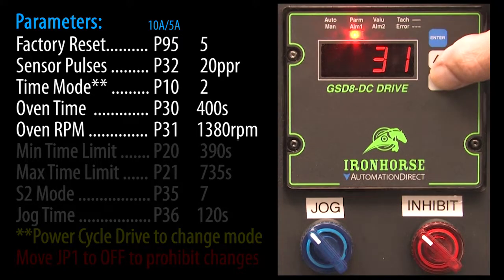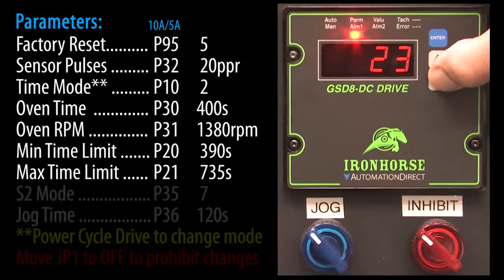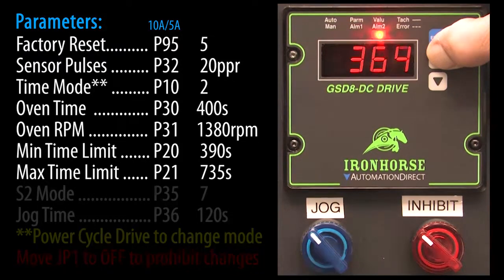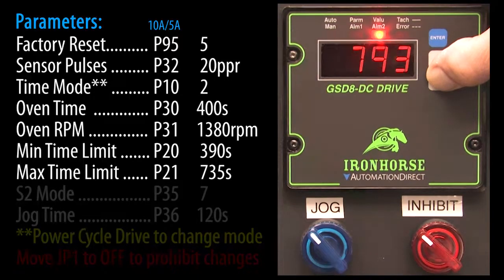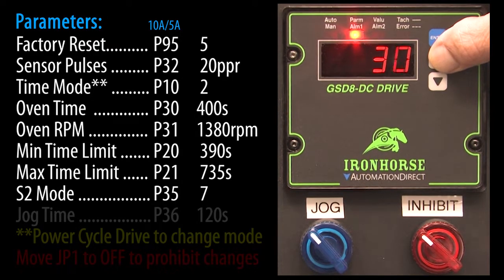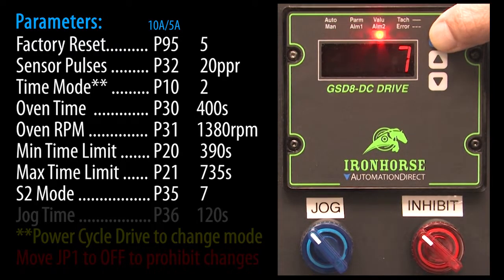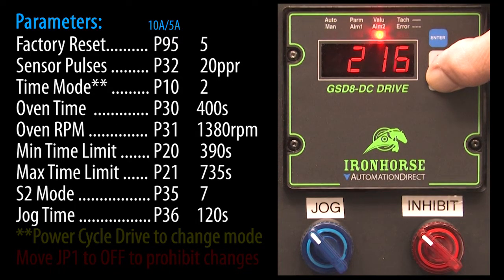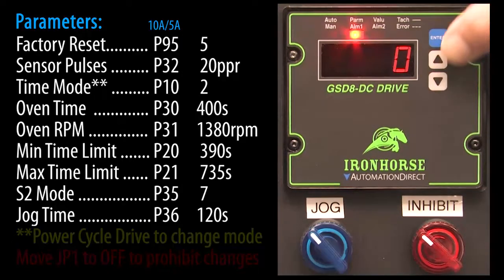Now we want to limit the user to a min and max time. So we go to parameter 20 and we enter the min time in seconds, and we go to parameter 21 and enter the max time in seconds. We wired terminal S2 as our jog function, so we need to go to parameter 35 and change it to a 7 to tell the drive we did that, which happens to be the default for this drive, so we're good to go. And we need to go to parameter 36 and enter the expedited oven time of 2 minutes, or 120 seconds.